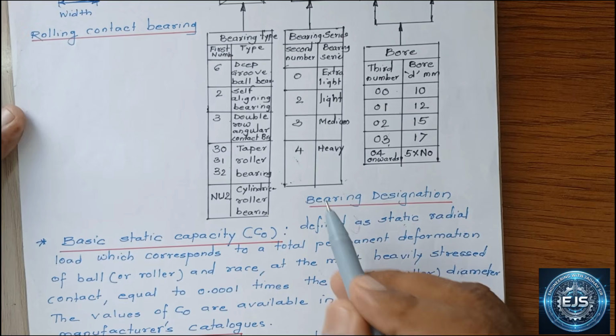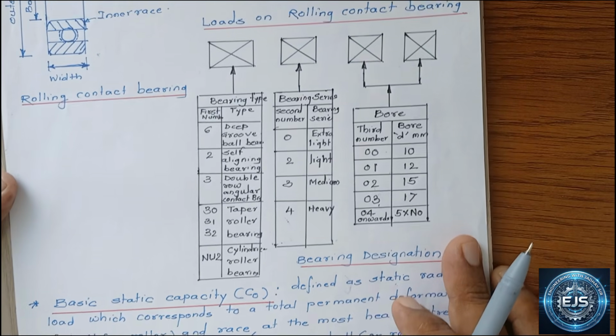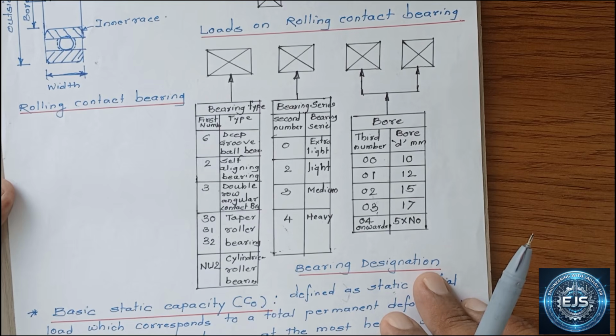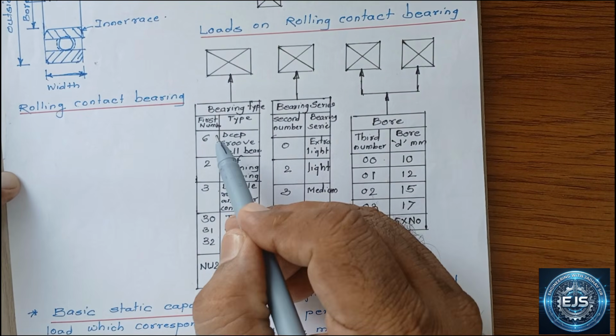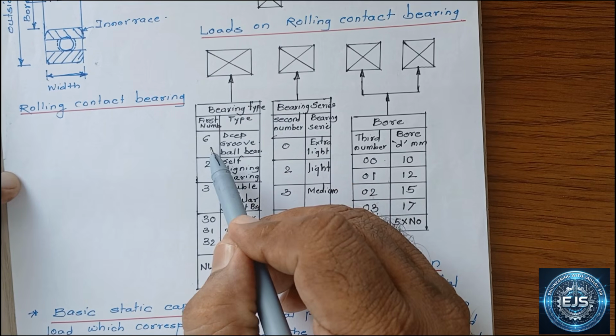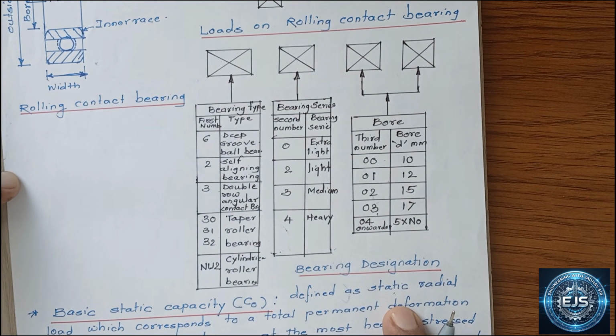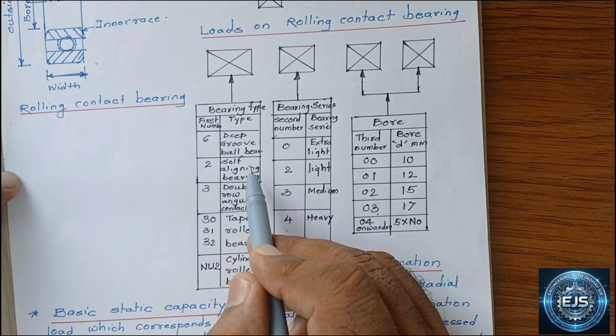So next part is the designation of the bearing. Generally bearings are designated by 4 digits. Each digit indicates a certain type of bearing. So the first number, if it is 6, then it indicates the deep groove ball bearing. If the bearing designation starts with the number 6, that indicates that it is a deep groove ball bearing.